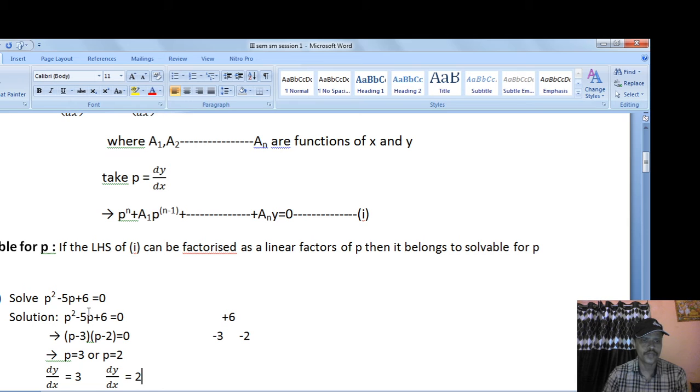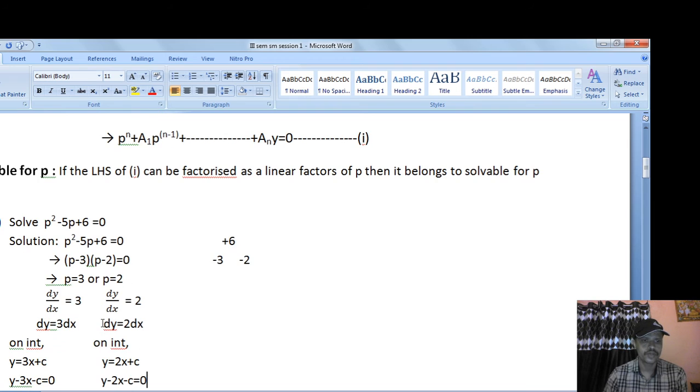Solve p square minus 5p plus 6 is equal to 0. Consider this equation. Please observe, this equation contains only p term. Therefore, there is no doubt, this is of solve for p type. Factorize this quadratic equation. If we multiply, we should get plus 6. If we add, we should get 5. Those two terms are 3 and 2. After multiplication, we have 6, and after addition, we have 5.